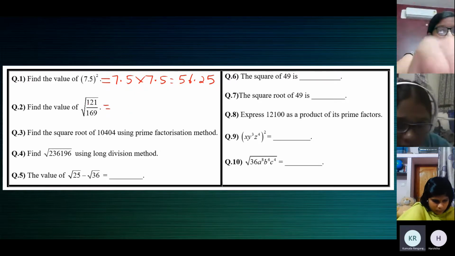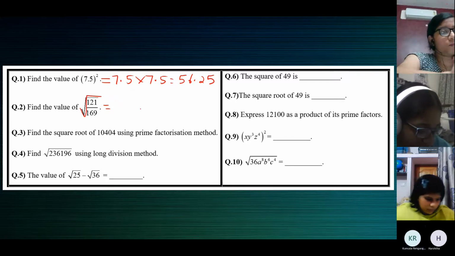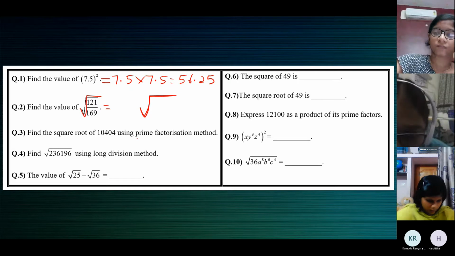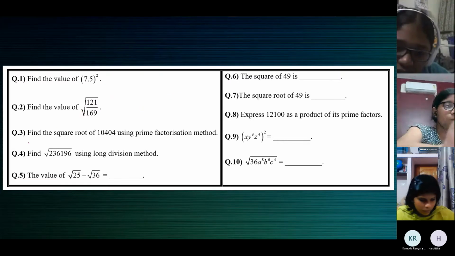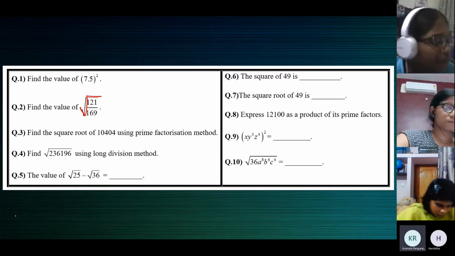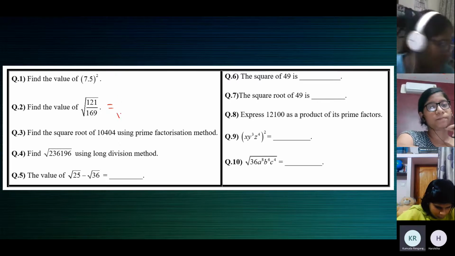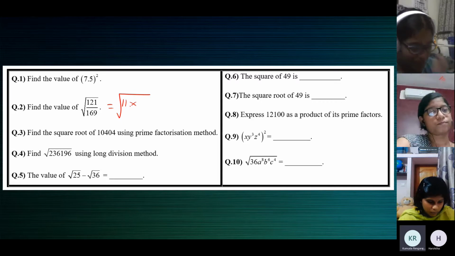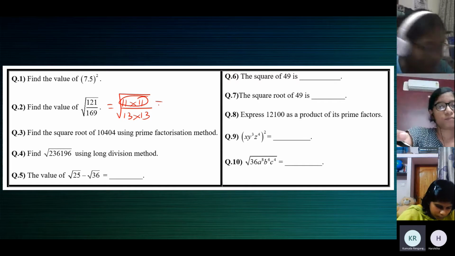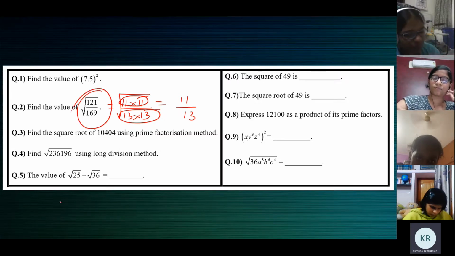What's the value of the square root of 121 by 169? How do you read the symbol? This one is read as the square root of. So find the value of the square root of 121 by 169. What's the answer? 11 by 13. So you should present your steps like this. 121 is 11 into 11 divided by 169 is 13 into 13. So from 2 11s, 1 11 out. From 2 13s, 1 13 out. So the value of this one is 11 by 13.